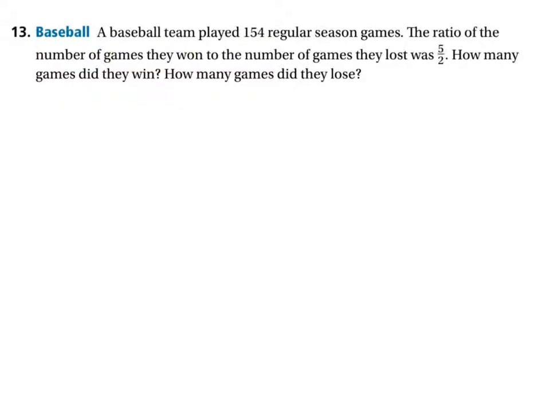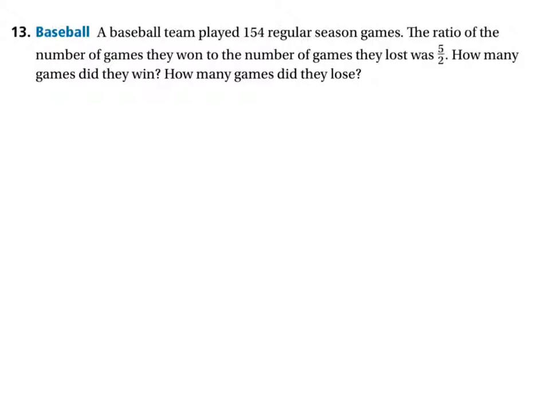All right, a baseball team played 154 regular season games, and the ratio of the number of games they won to the number of games they lost was 5 to 2. Now, those winning and losing games all together equal 154. So, how many games did they win and how many games did they lose?